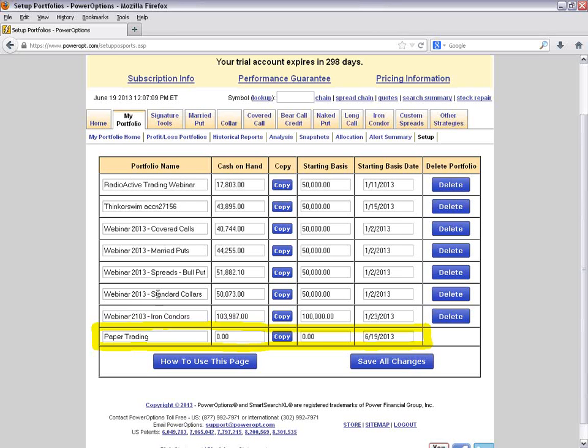And then what I'd want to do is say, okay, I'm just going to use a paper trading account. I'm just going to throw some spreads in there, throw some positions in there, see how they perform over the next 30 days.